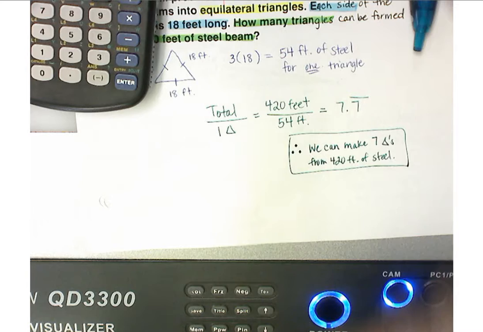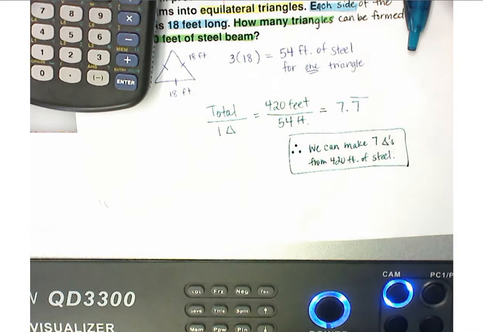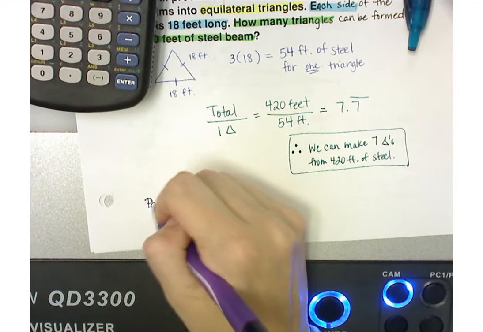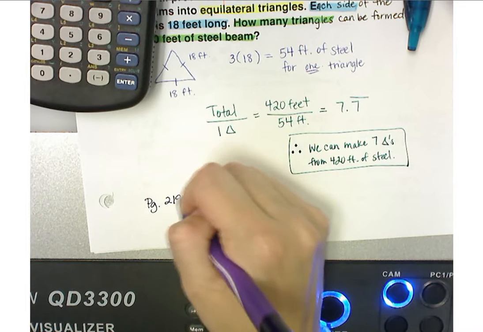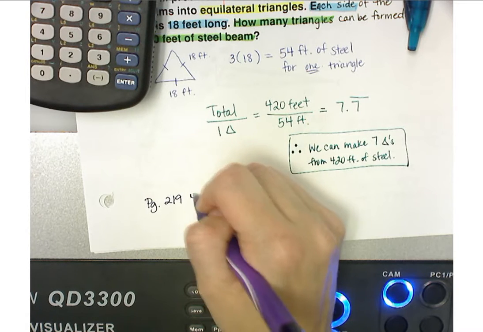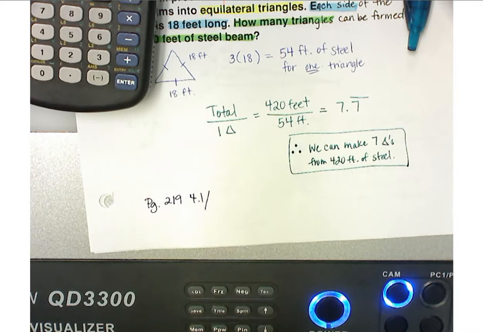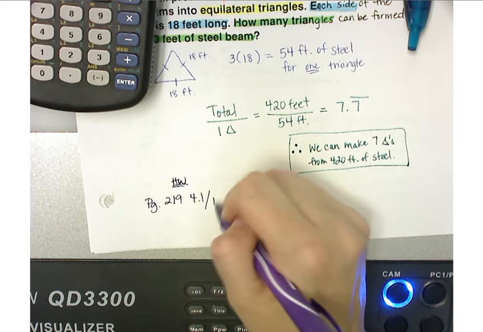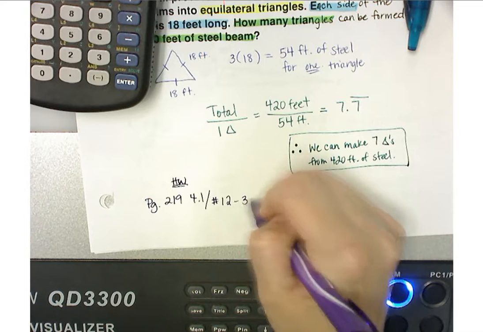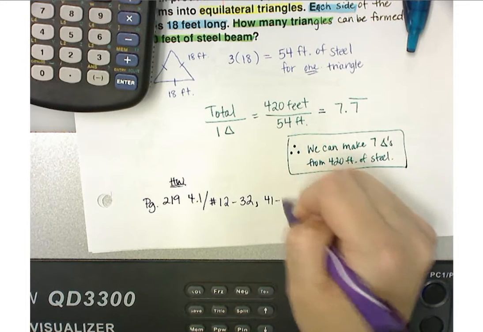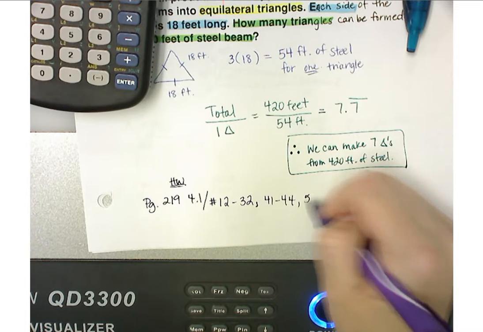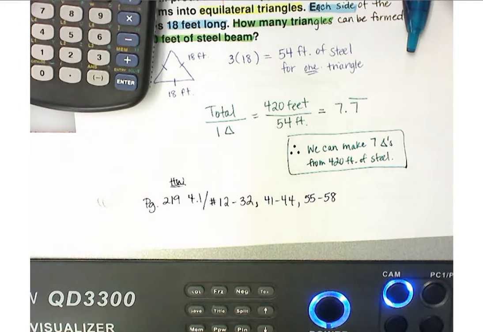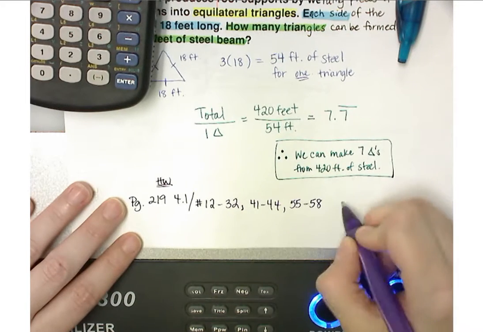All right. And then I'm going to let you start on your homework. So on page 219. Your section is 4.1. You're going to do 12 through 32, 41 through 44, 55 through 58. Okay, and then I'm going to put up your key in Google Classroom so you can check with your key.